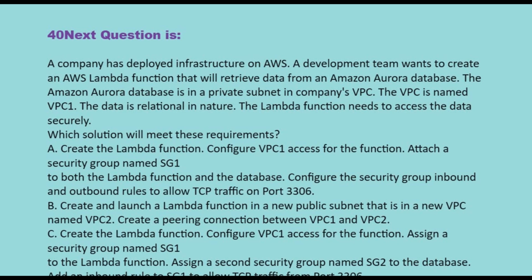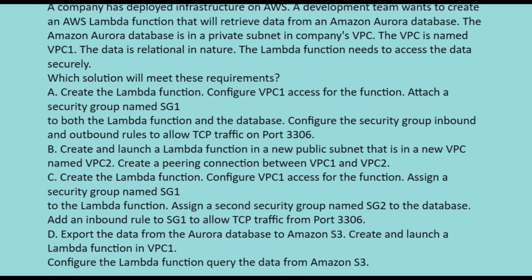Option C. Create the Lambda function. Configure VPC1 access for the function. Assign a security group named SG1 to the Lambda function. Assign a second security group named SG2 to the database. Add an inbound rule to SG1 to allow TCP traffic from port 3306. Option D. Export the data from the Aurora database to Amazon S3. Create and launch a Lambda function in VPC1. Configure the Lambda function to query the data from Amazon S3.